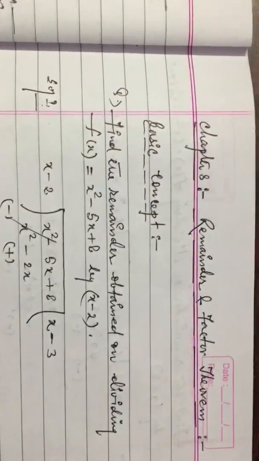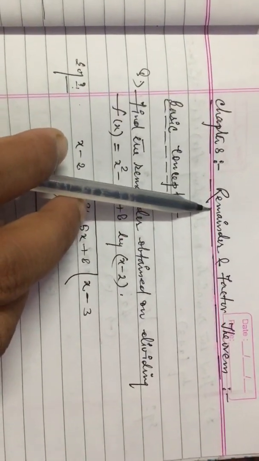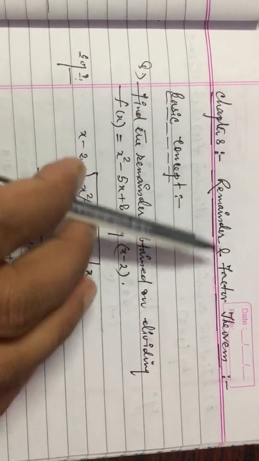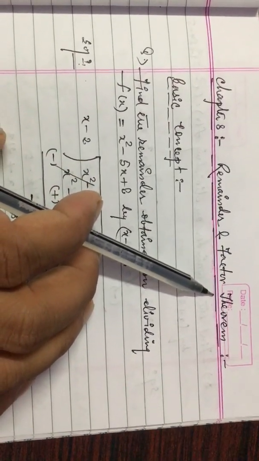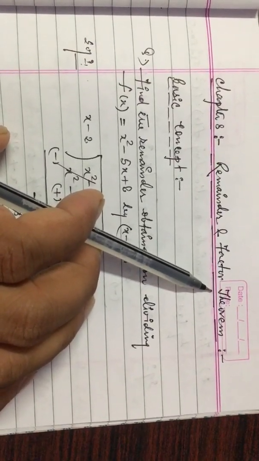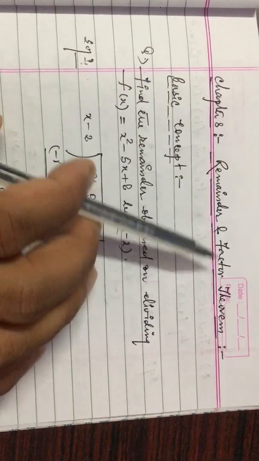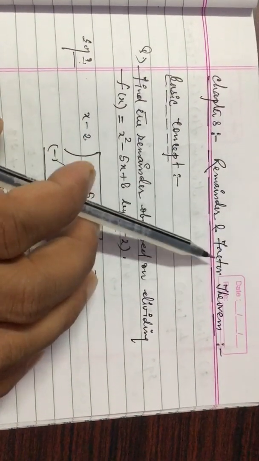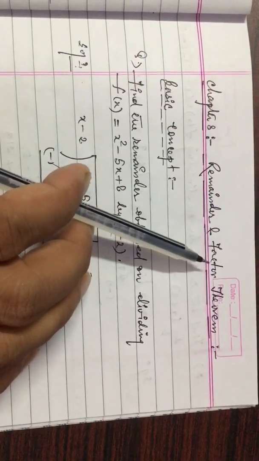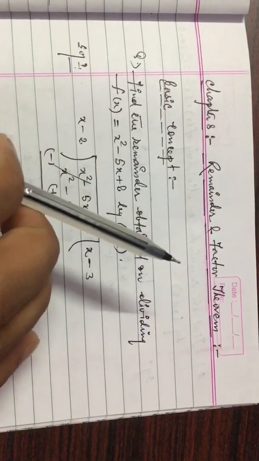So see here in this chapter, remainder and factor theorem, try to understand the basic concept of remainder and factor theorem. From the name it is very clear, two theorems are there. Remainder theorem is used to determine the remainder when a polynomial is divided by another polynomial. What remainder will come, that we have to find by using the remainder theorem. And factor theorem also determines what is the factor of the given polynomial.